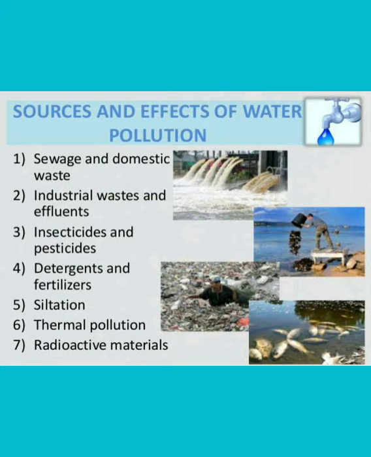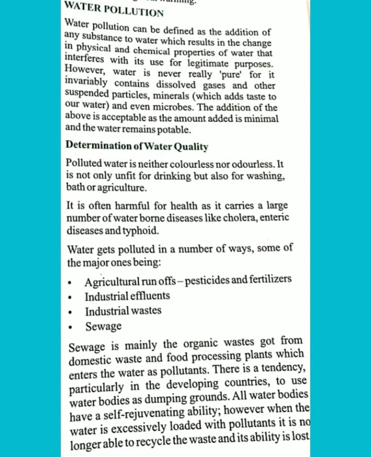There are several sources through which water get polluted. That is sewage and domestic waste, industrial wastes and effluents, insecticides and pesticides, detergent and fertilizers, etc. Most of the developing country has the tendency to dump waste material into the water bodies. The organic waste got from domestic waste and food processing plants which enters the water as pollutants called sewage.